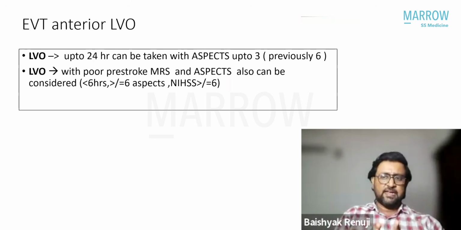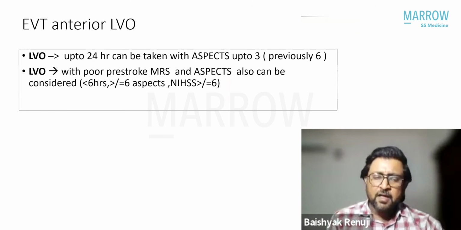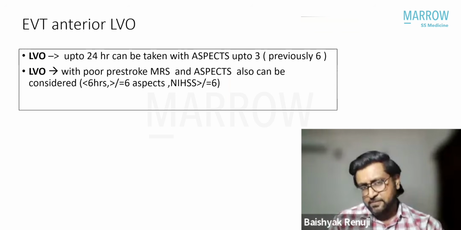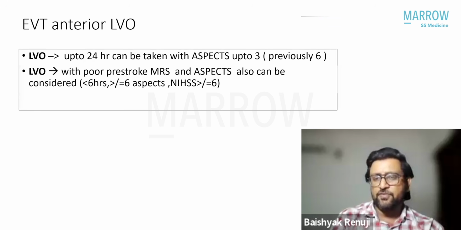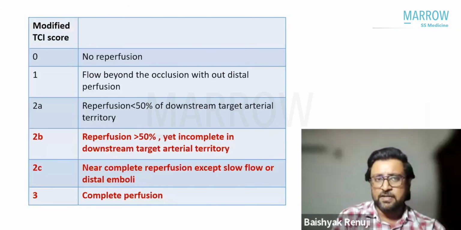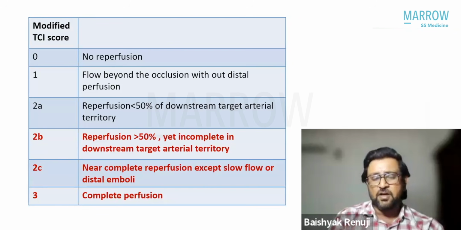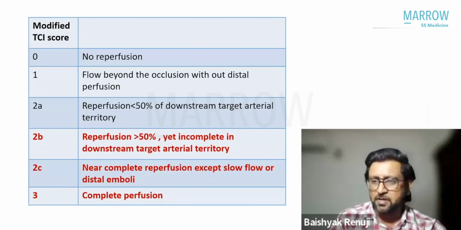But if the window is slightly later, like more than 6 to 24 hours, the aspect being less than 6 means a lesser outcome. And when you do a lesser aspect, or when you're doing it outside 6 hours, the age of 80 years has to be a consideration. Poor MRS can only be taken if it is within less than 6 hours, aspects 6 or above, NIHSS 6 or above. And a key score is that 2B, 2C, and 3 is what matters for entrance, not for others. These are the expected better outcomes in a thrombectomy.